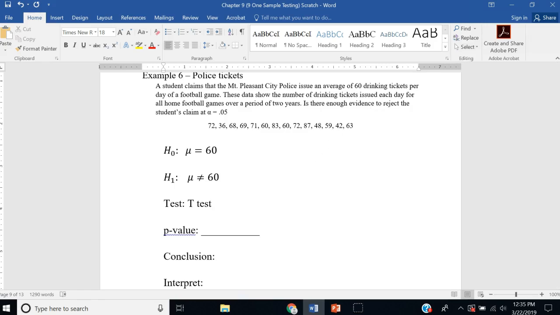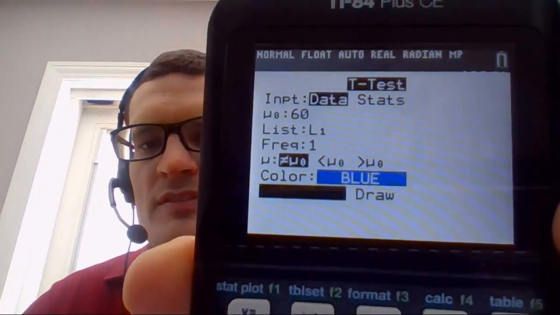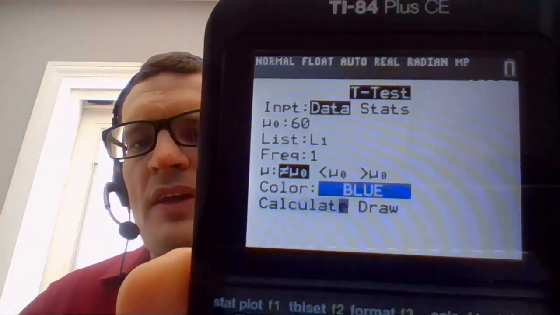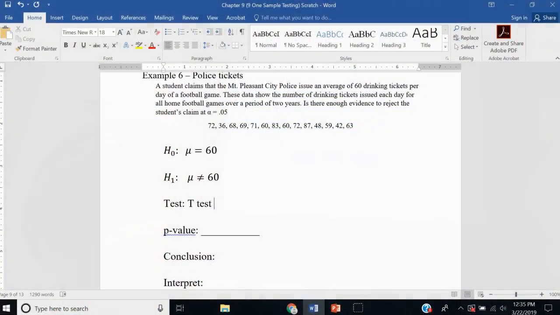As far as the inputs go, you probably could have figured this out if I didn't say anything, but that's what your calculator should look like with the inputs. Okay, so calculate, and I got a p-value of 0.3696.